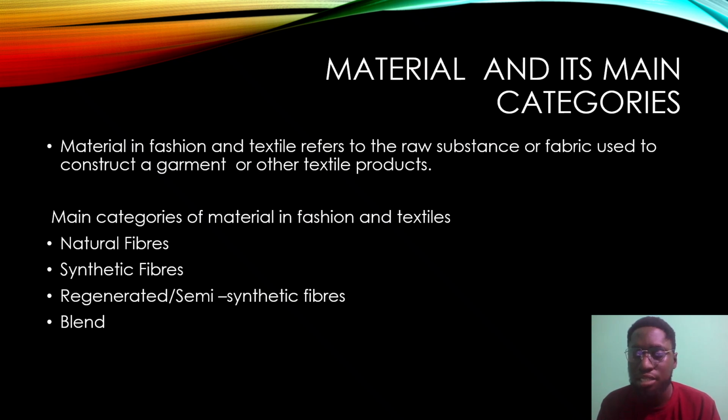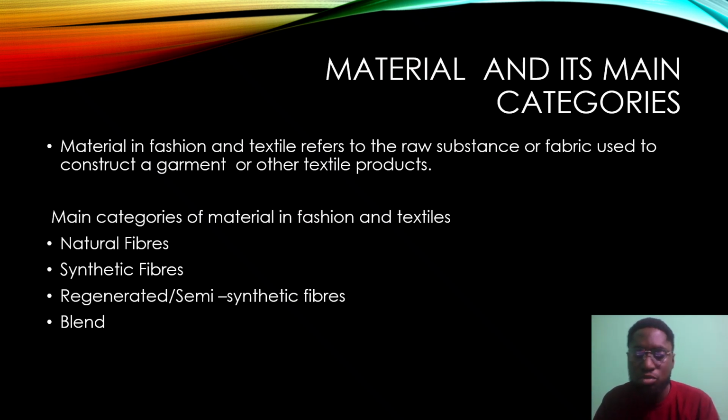Material and its main categories. Material in fashion and textiles refers to the raw substance or fabric used to construct a garment or other products. So there are main categories of material in fashion and textiles. You have natural fibers, you have synthetic fibers, you have regenerated fibers or semi-synthetic fibers, then you have the blend.